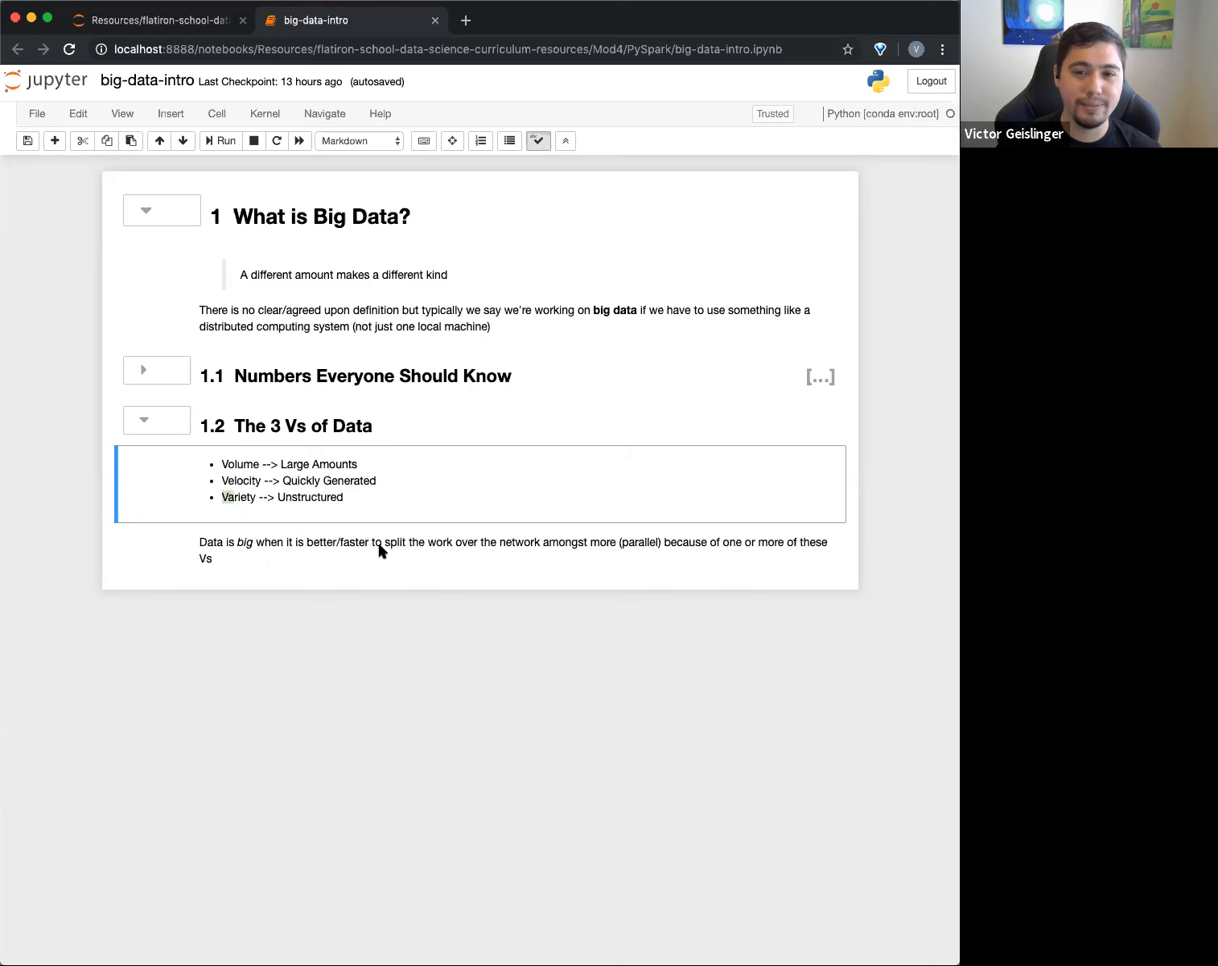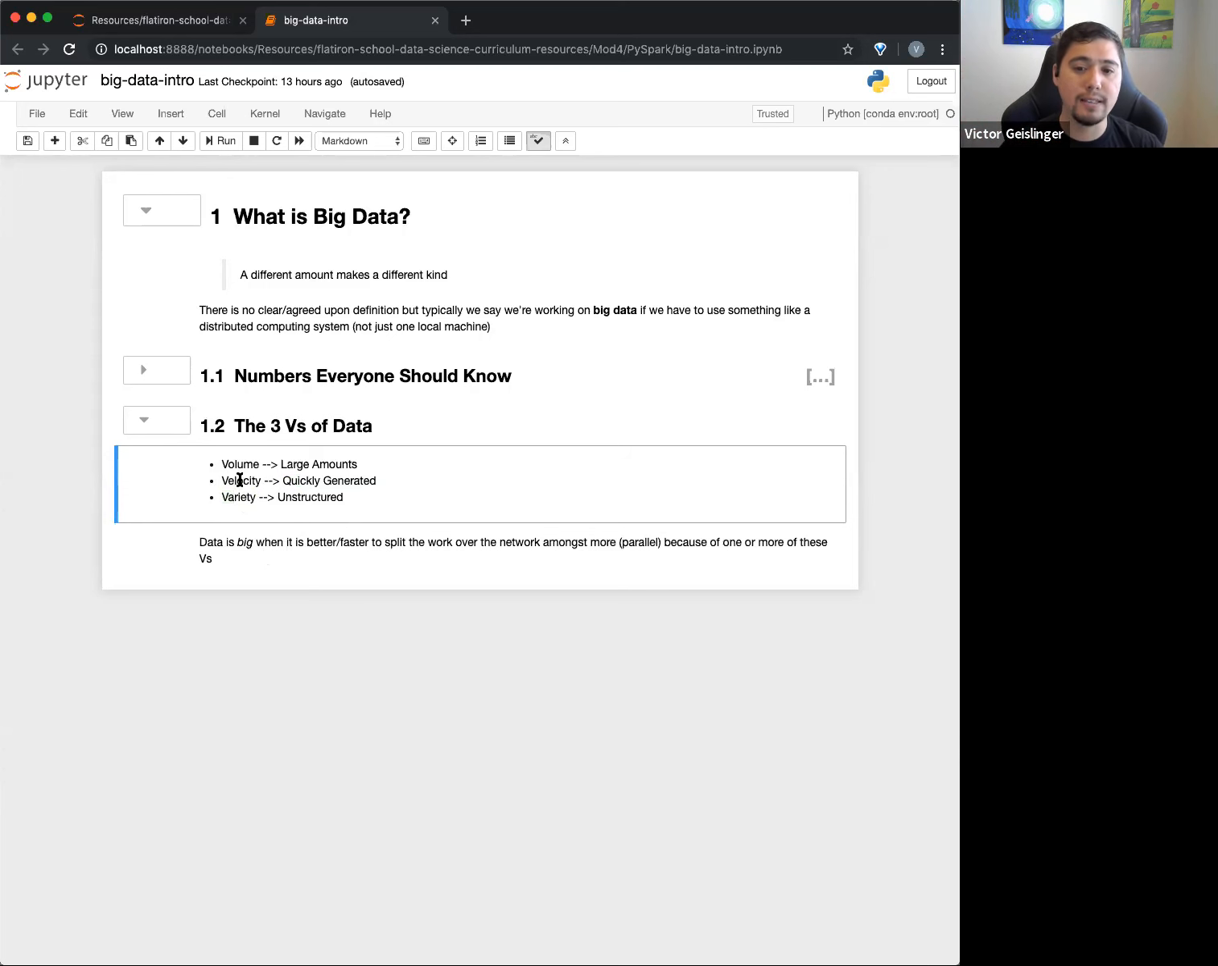But basically my definition is that if it makes more sense to send it to multiple people over the network, even though it's slow over the network, but it's faster by having multiple systems work on it at the same time and then send it back over the network, if that is faster, then that's big data. That's more or less my definition.